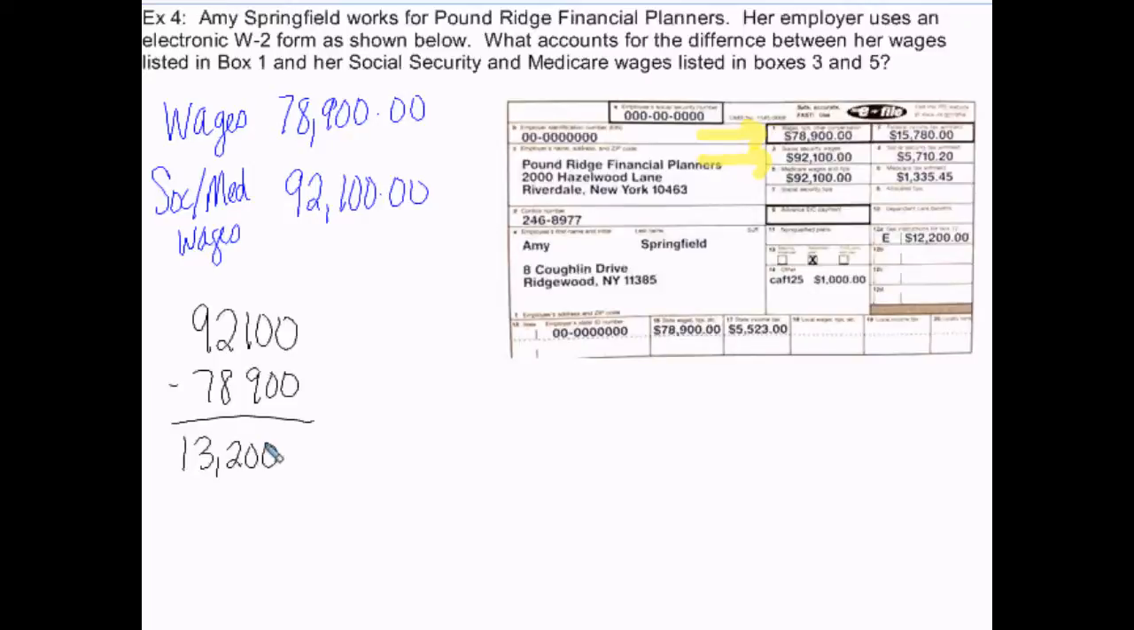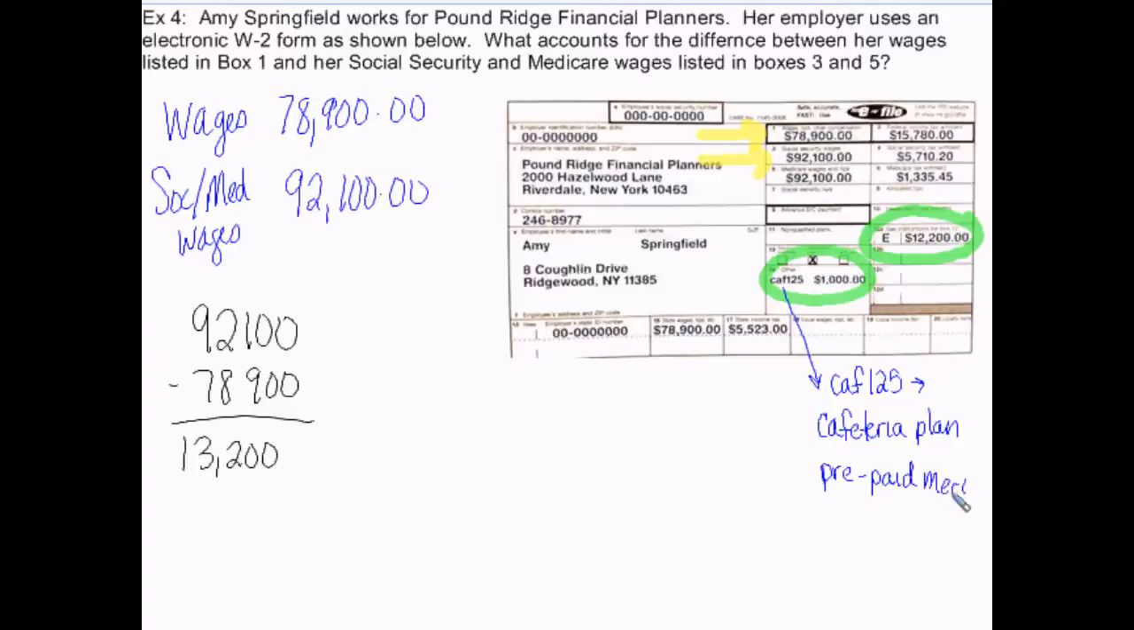Well, if you look here and here, we have two amounts that were not shown on the other W-2. Okay. This says CAF 125. This is what's called a cafeteria plan. And this is sort of like prepaid medical. It's sort of like a flex plan, flex spending account.